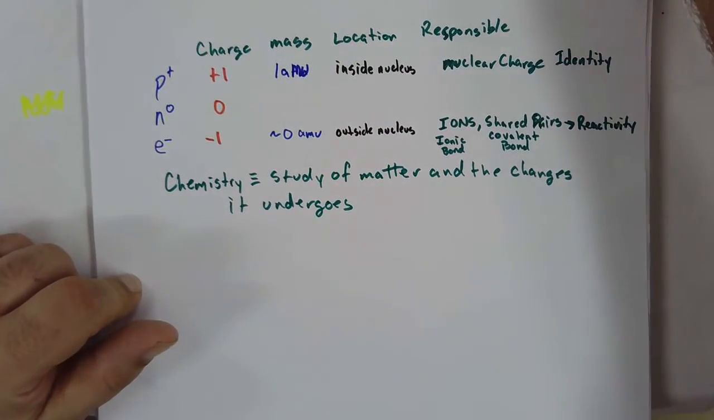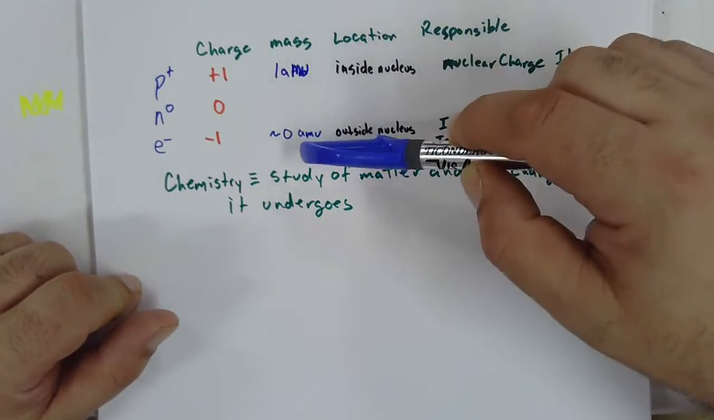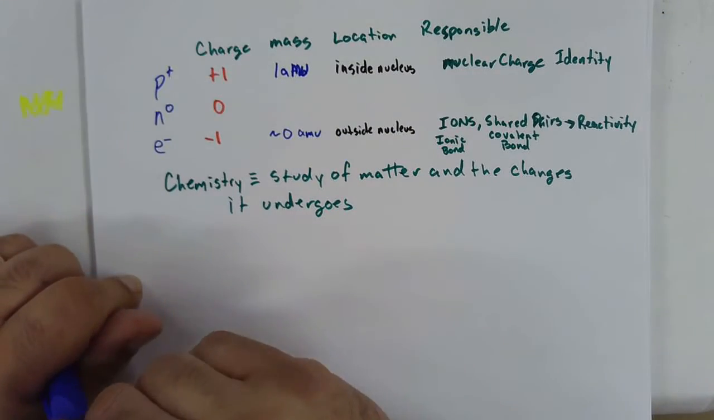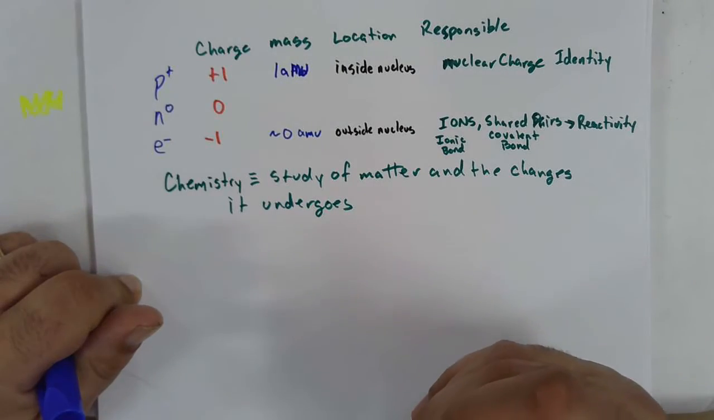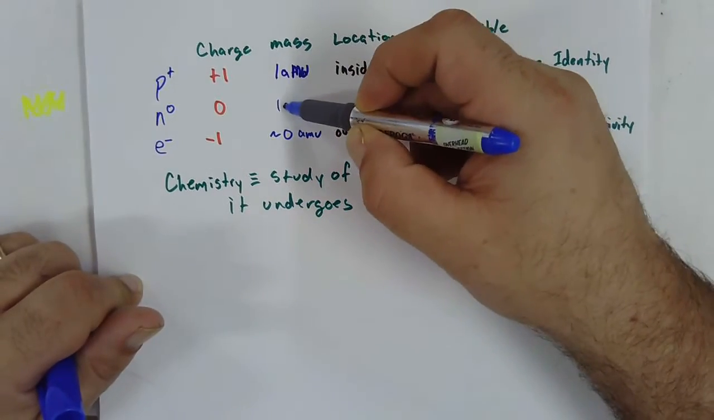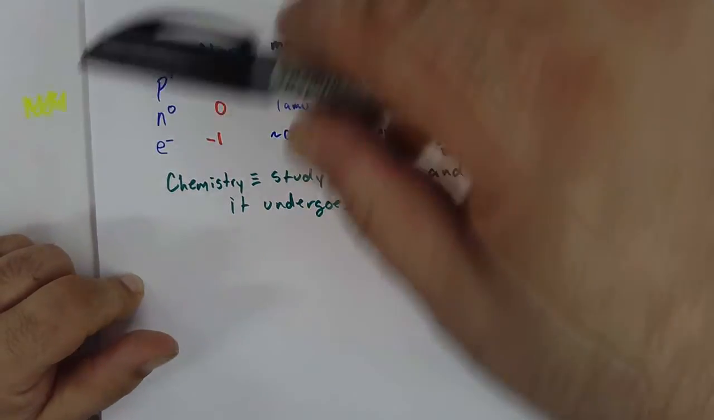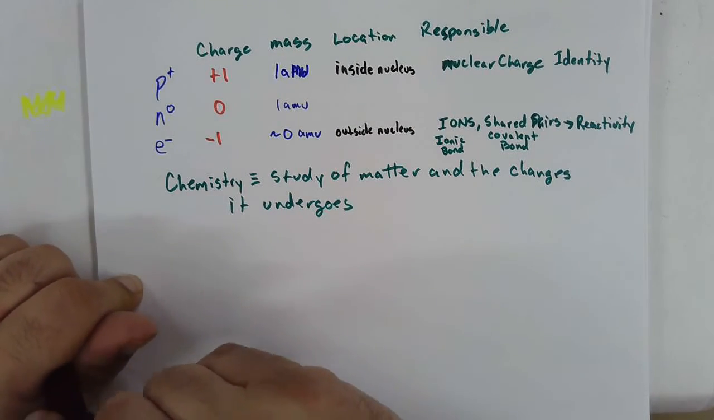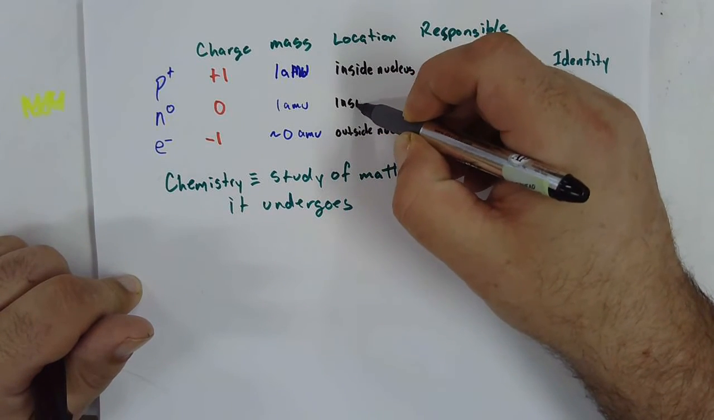What is the mass of a neutron going to be if it's a proton plus an electron fused together? What's 1 plus virtually 0? It's going to be 1 AMU. Where are the neutrons located? They're inside the nucleus.